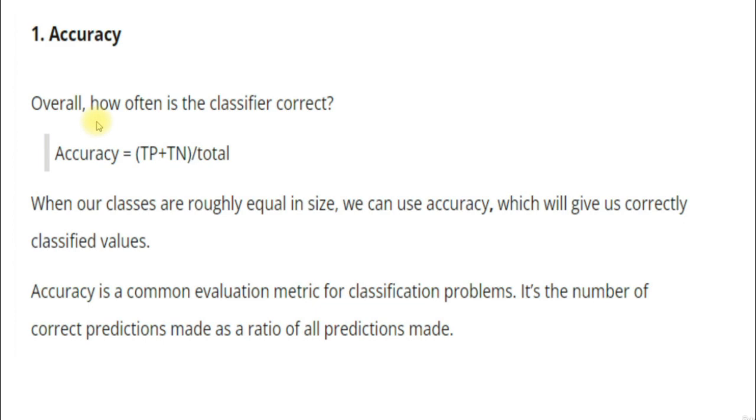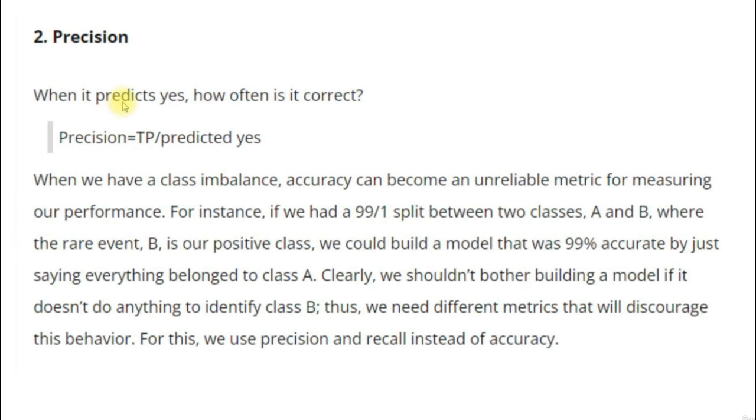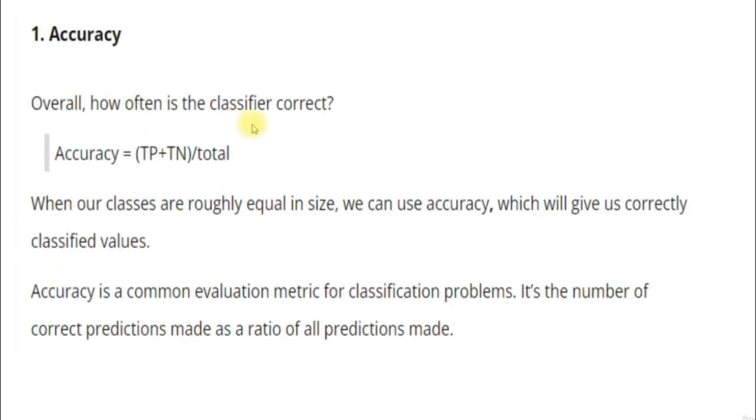Now we calculate different metrics from the confusion matrix. The first one is accuracy: overall, how often the classifier is correct. Accuracy is true positive plus true negative divided by all four. So values that were predicted correctly positive by the model and values that were predicted correctly negative by the model, both of them will be considered over here and divided by the total cases that we have. So this is accuracy: correctly identified divided by total.